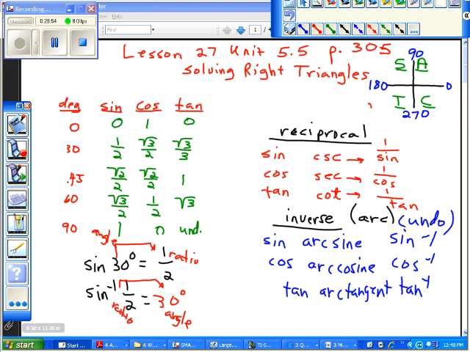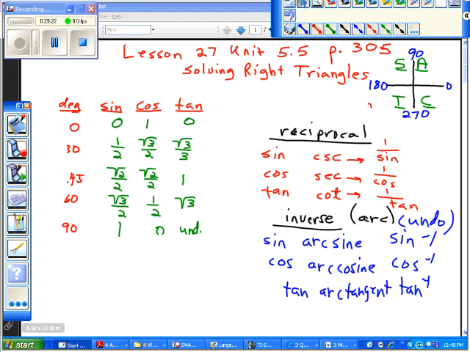Okay? We're going to do this enough to get it down before we start practicing it. We just want to make sure we understand it. So sine 30 is taking us from the angle to the ratio. Inverse sine ratio takes us back to the angle. Okay? So what if I did this?